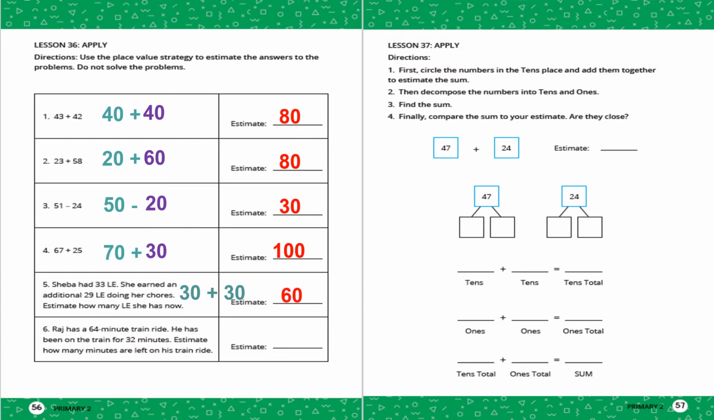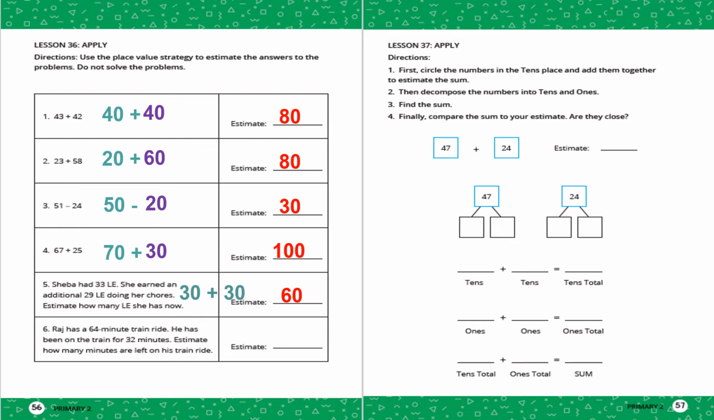Number 6. Raj has a 64 minute train ride. He has been on the train for 32 minutes. Estimate how many minutes are left on his train ride. Left is a keyword for subtraction. So first we will estimate 64.